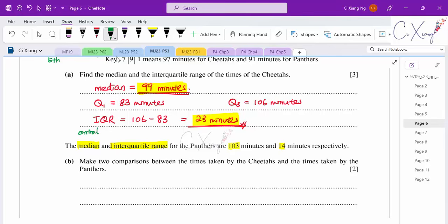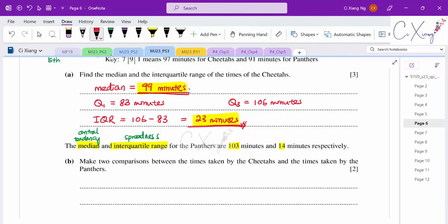That means later when you want to make any comparison, you have to compare the median first, which is talking about the central tendency. And then the interquartile range is about the spread of the data. So when they want you to make two comparisons, one point must come from the central tendency, which is the median, and another point should come from the spread, which can be observed from the interquartile range.